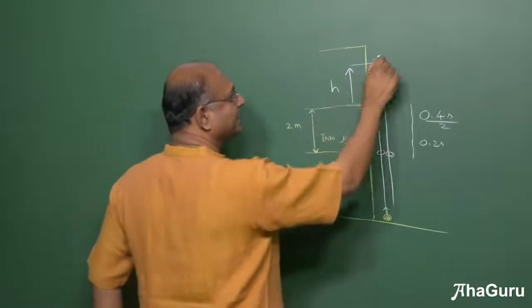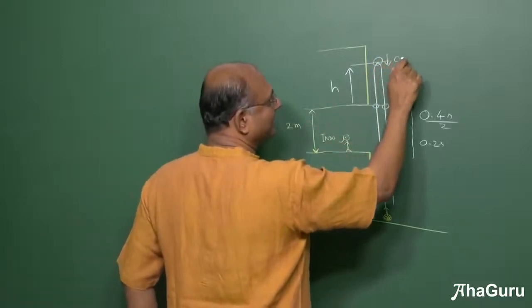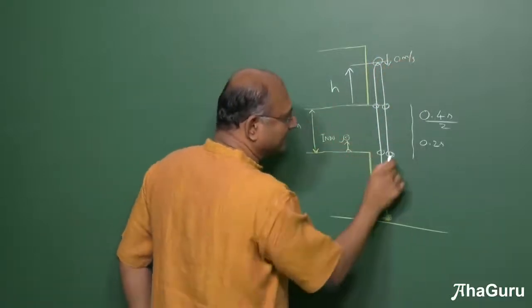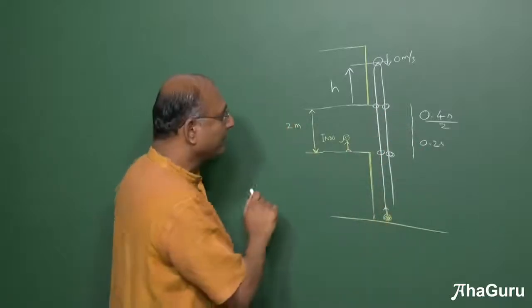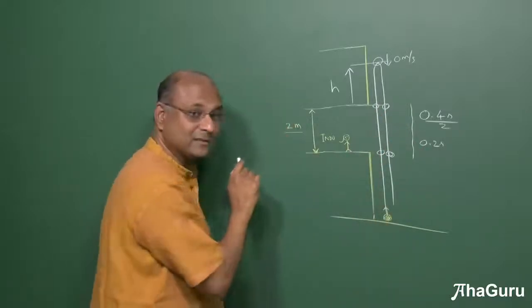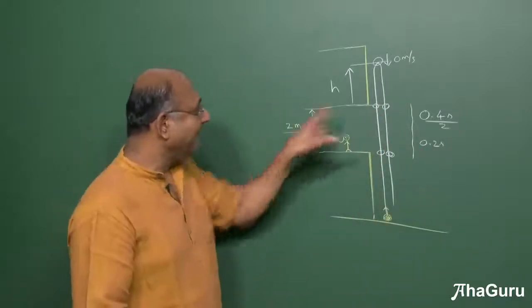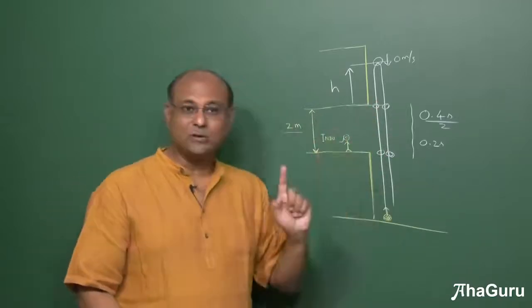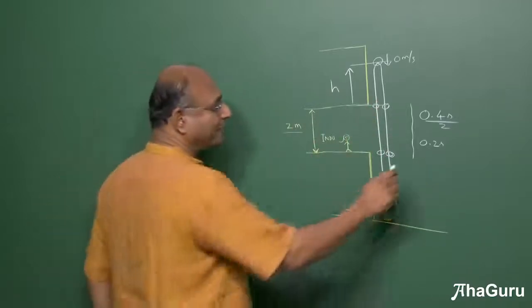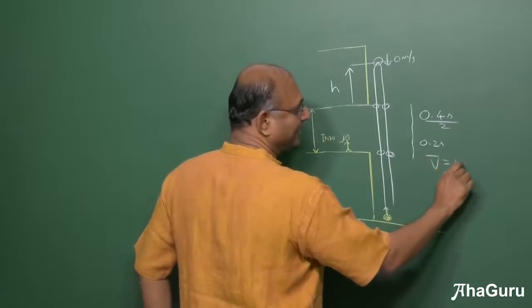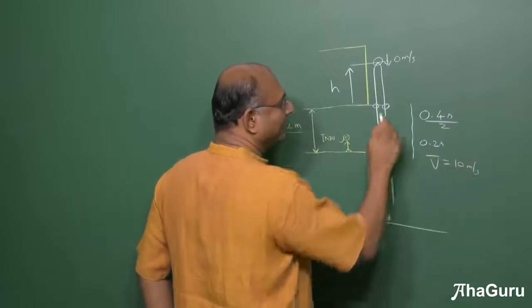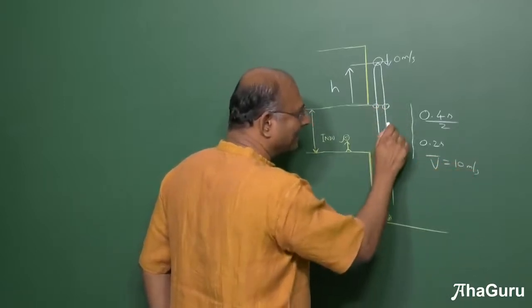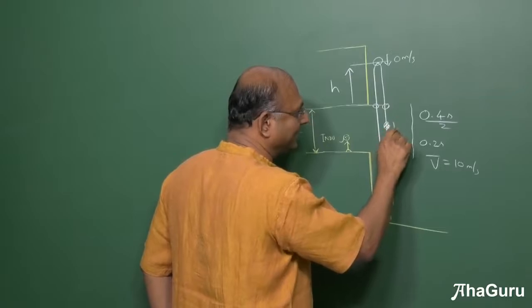Let us think. At this point, what is the velocity? 0 meters per second. What is this? 0.2. Okay, but the window height is 2, which means the average velocity for this period would be 2 divided by 0.2, which is how much? 10. So average velocity is 10 meters per second. Now somewhere here in the middle, the average velocity becomes 10 meters per second.